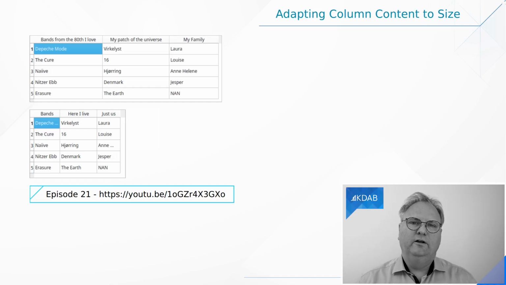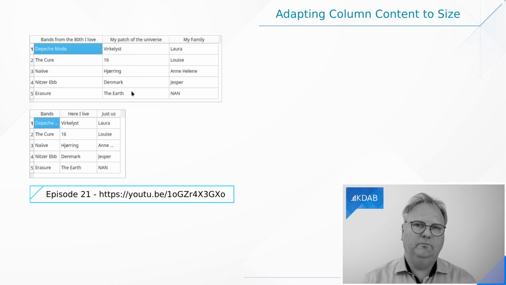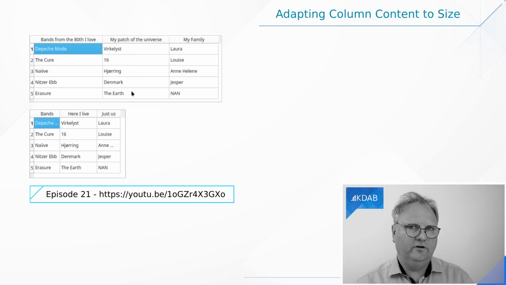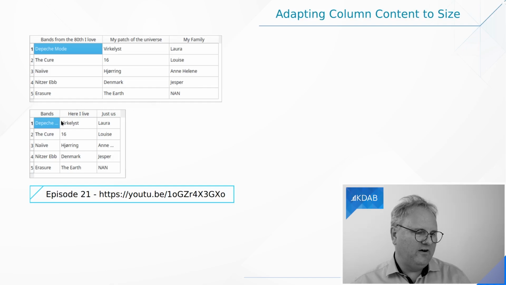In the previous ones, I talked about how to stretch your columns to match the content. Here I talk about how to stretch or limit your headers to match the column width. You see here, I have 3 columns: bands from the 80s I love, my patch of the universe, which is my address in case you want to send me a thank you gift. Just kidding, or not. And over here, my family, in case you want to send them a thank you gift for whatever. But down here, I've stretched the columns, and bands from the 80s would be calling bands, and then there wouldn't be more space to it.